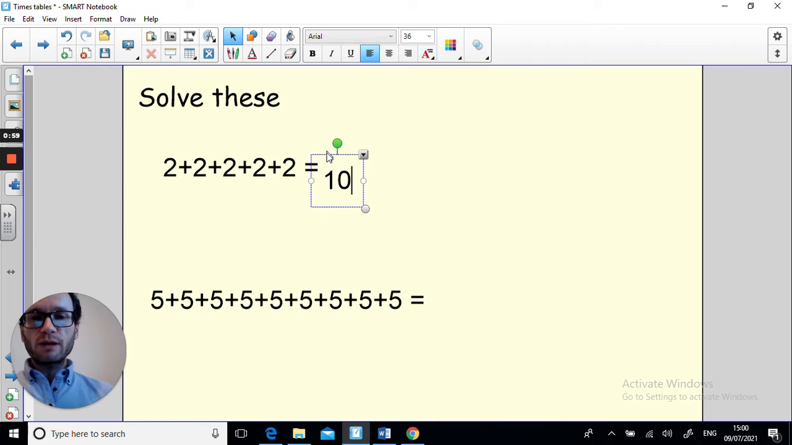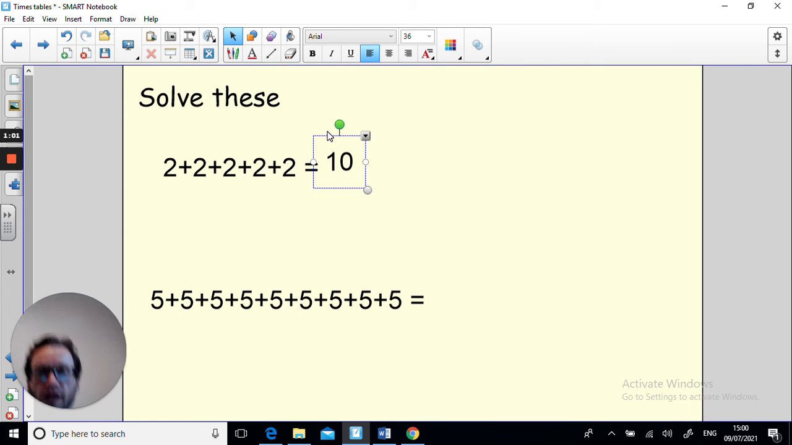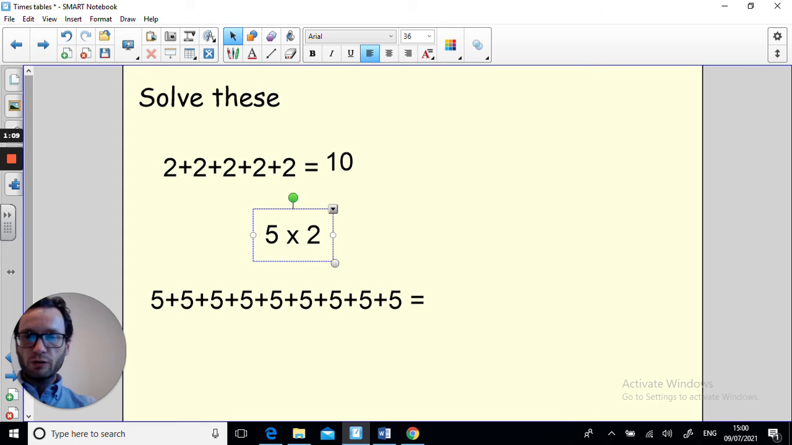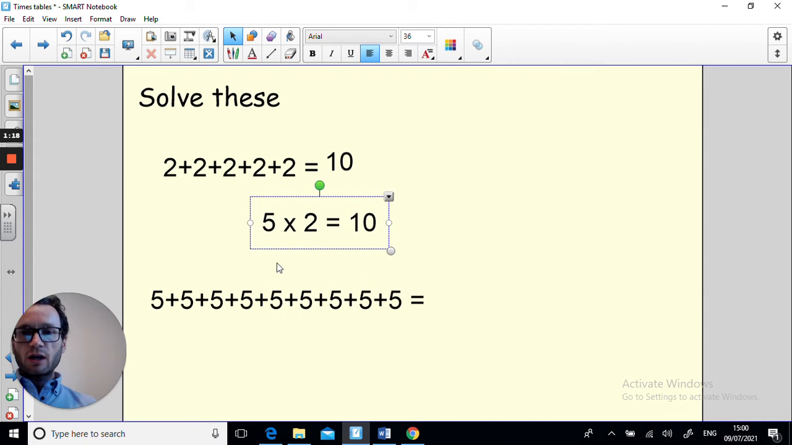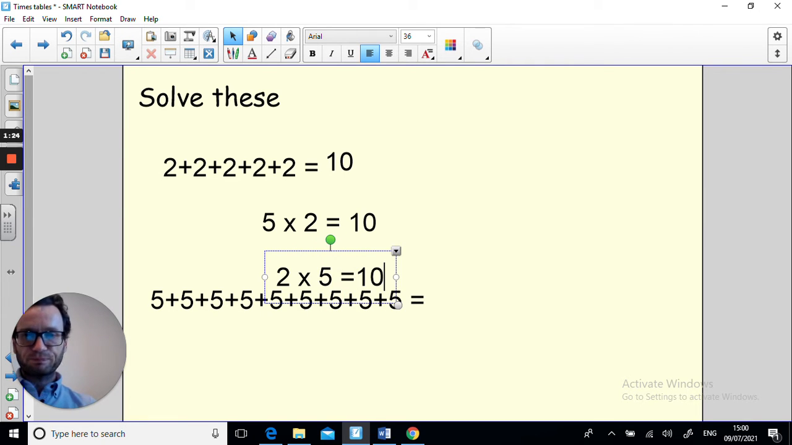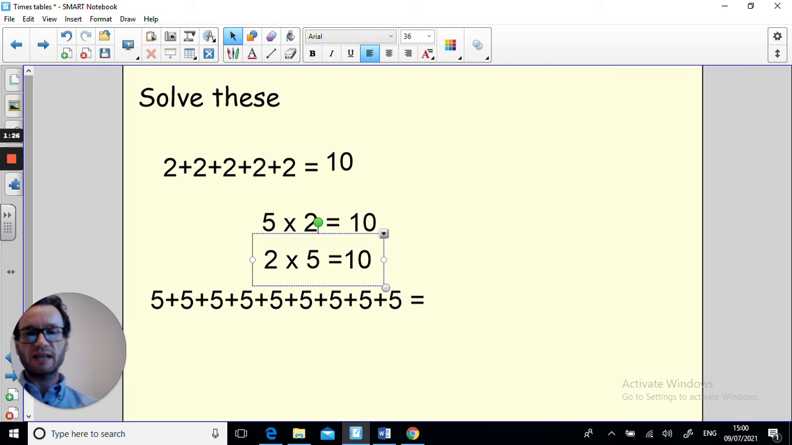You can probably also know that it'd be easier to write it out as a times table fact. So you can see there are 1, 2, 3, 4, 5 lots of 2. So we know 5 times 2 is 10. Of course, you could write it the other way round, as in it is 2 5 times, which would also be 10. Okay, they're the same thing.